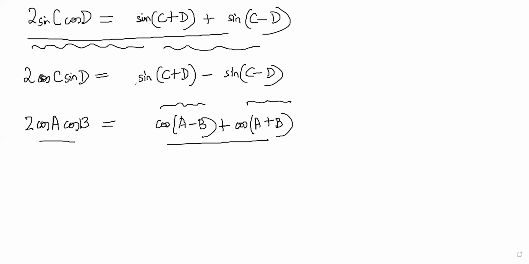So if you are in doubt about these, what you have to think about is what is sine c plus d? Sine c cos d plus cos c sine d. And after that, what is sine c minus d? Sine c cos d minus cos c sine d. So cos c sine d gets cancelled and it becomes this, right? Yes, sir. Similarly, everywhere. Suppose somebody had 2 sine a sine b.